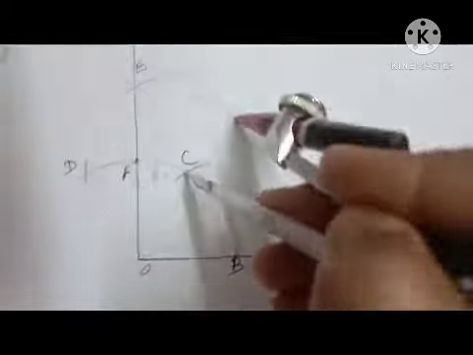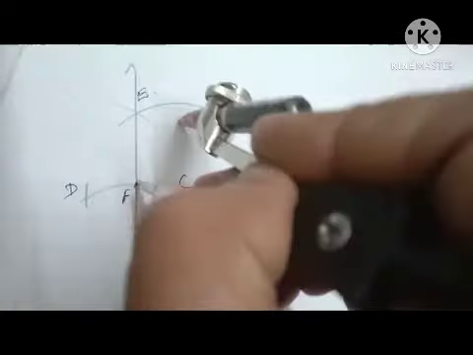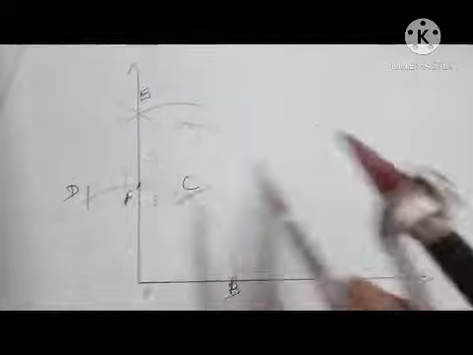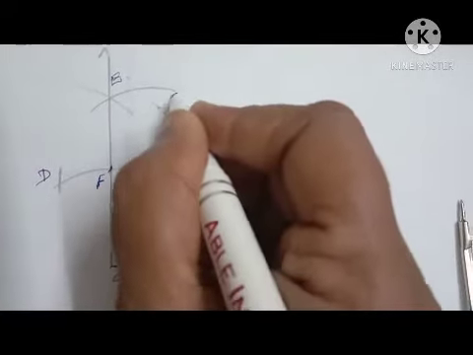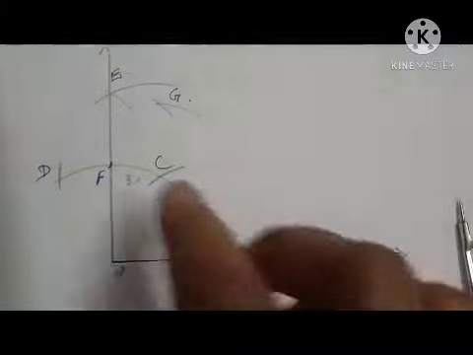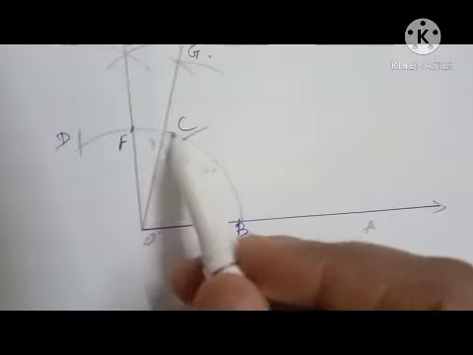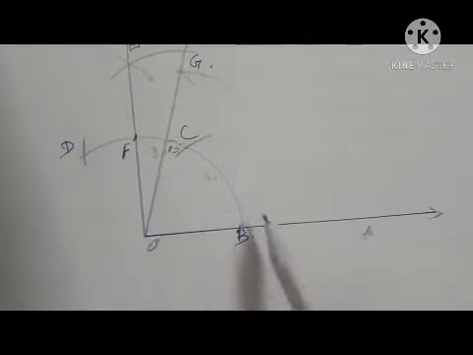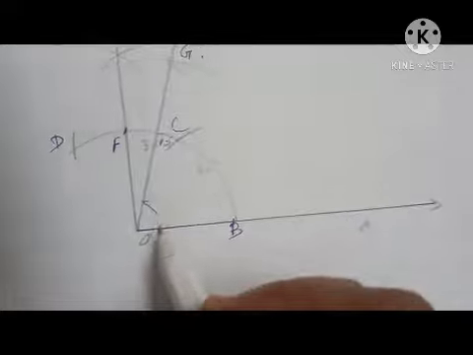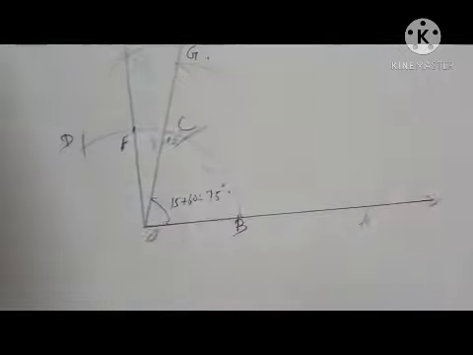Okay. So here I took a measure and drew the arc from C. Then with the same measure I have to draw the arc from F also. Then here I got the intersecting point. I named it as G. Now we have to join G to O. This measure will be what? 15 degree, right? So angle GOB is 15 plus 60, that is equal to 75 degree.